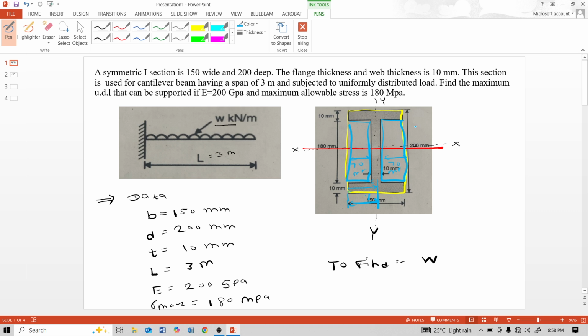And the depth of this sky blue color rectangle is, see, top flange thickness deduct, bottom flange thickness also deduct. 200 minus 10 minus 10 is 180 mm. That means the depth for the sky blue color rectangles is 180 mm. And about the x-axis, the moment of inertia of this sky blue color rectangle is similar; this x-axis side is 70 mm. That means 70 mm as it is multiplied by 180 cube divided by 12.